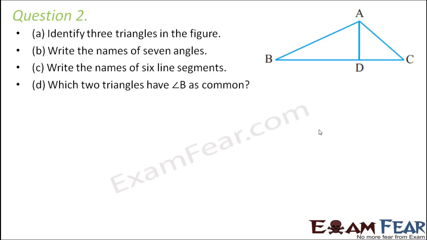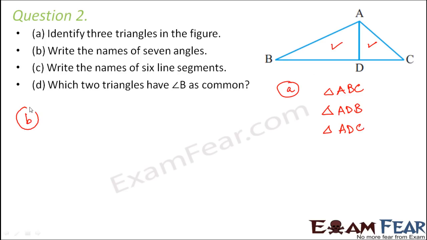Question number 2. Identify 3 triangles in the figure. So if you look at this figure, you can actually see multiple triangles here. So what are the multiple triangles? One triangle is triangle ABC, the bigger triangle. The other triangle would be triangle ADB, the smaller one, this one. And the third one would be the still smaller one, which is ADC. So this is one triangle, this is another triangle, and the bigger one is another triangle. So that's our part A.